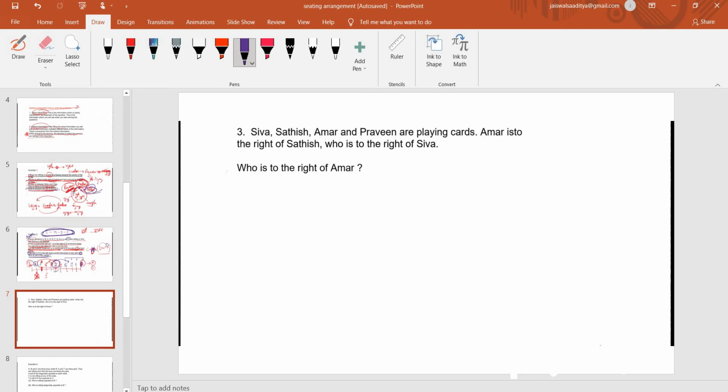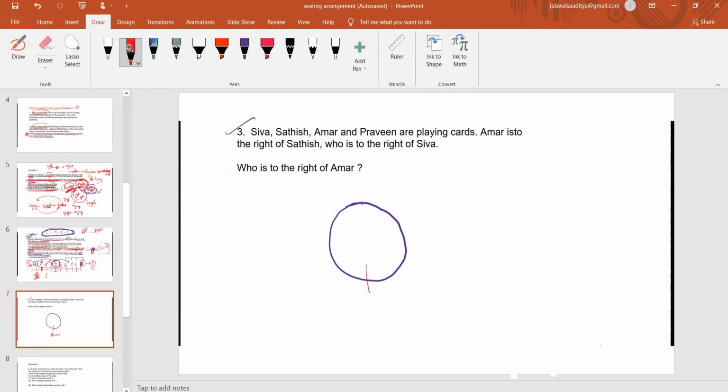The third question is: Shiva, Satish, Amar and Praveen are playing cards. Amar is to the right of Satish, who is to the right of Shiva. Who is to the right of Amar? Okay, so this is Shiva. And who is Satish? Amar and Praveen are playing cards. Amar is to the right of Satish.